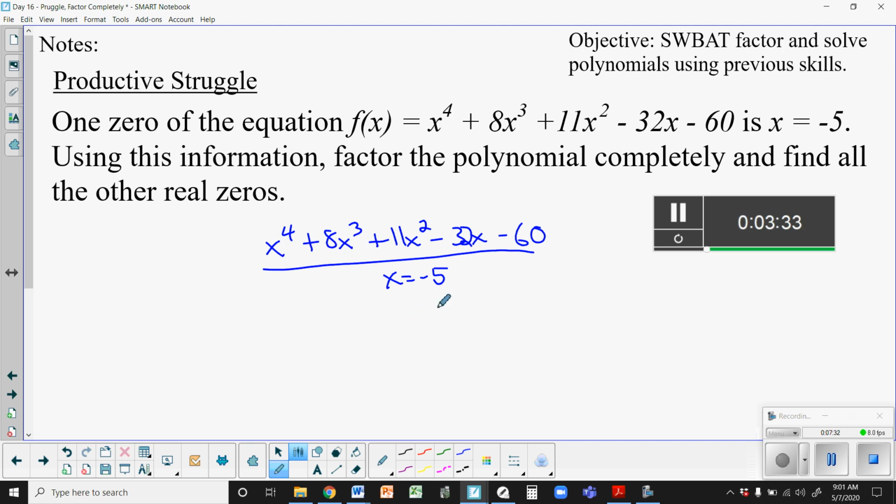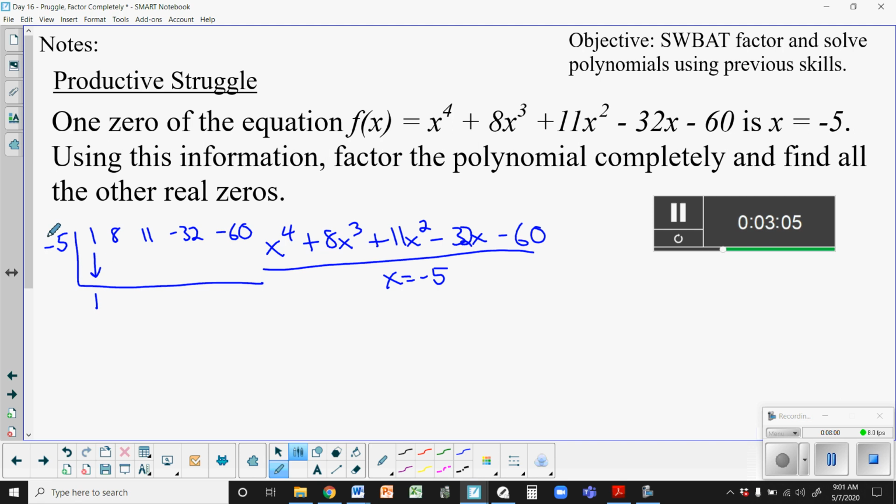And another student was like, oh, this is what we do when we're doing synthetic division. What if we just do synthetic division? So they're like on the side here, what if we do something like this? All right, so let's work this out. Pause it if you need to, and we'll come back.